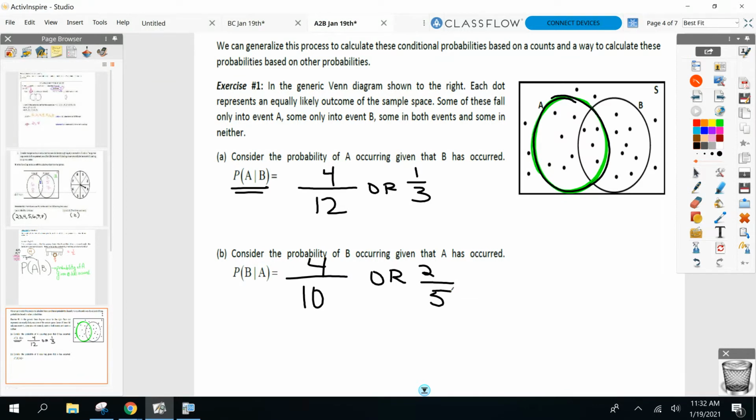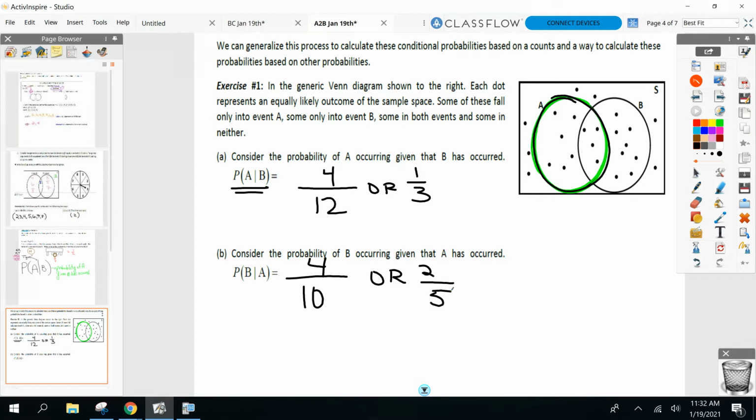So here's the bottom line. We're not going out of the total anymore, are we? We do not go out of the total. We only go from what's given. If B's given, I put it over how many are in B. If A was given, I put it over how many are in A. Anybody want to ask questions there? Because I'm going to give you a table now to try to do this. Anything here?